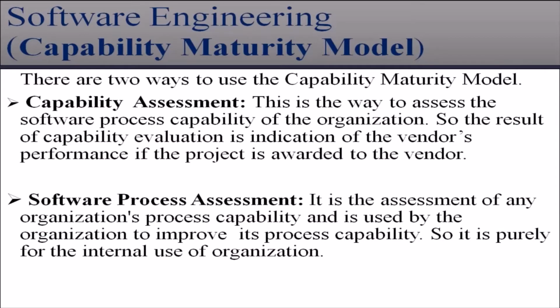There are two ways to use the capability maturity model. First is capability assessment and second is software process assessment. Capability assessment is the way to assess the software process capability of the organization. So the result of capability evaluation or assessment is an indication of the vendor's performance if the project is awarded to the vendor or contractor.